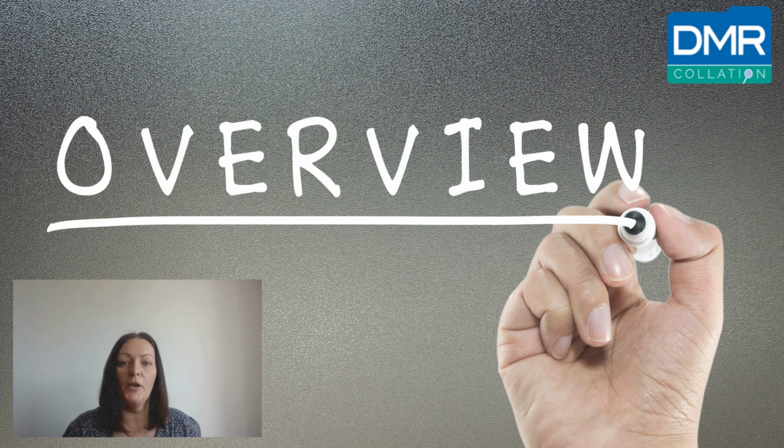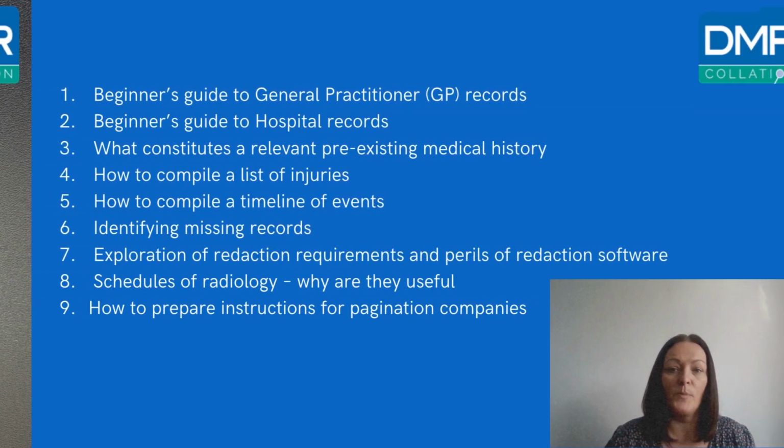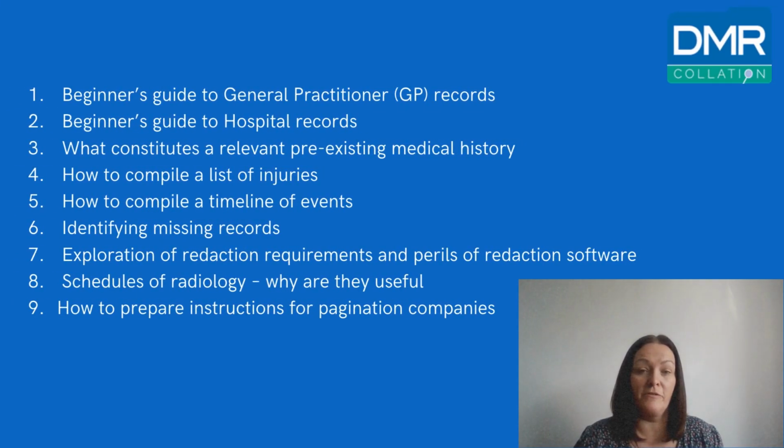Let's take you through an overview of today's training. We will be looking at a beginner's guide to general practitioner records, a beginner's guide to hospital records, what constitutes a relevant pre-existing medical history, how to compile a list of injuries, how to compile a timeline of events, identification of missing records, exploration of redaction requirements and the perils of redaction software, schedules of radiology and why they're useful, and finally, some tips on how to prepare instructions for pagination companies.